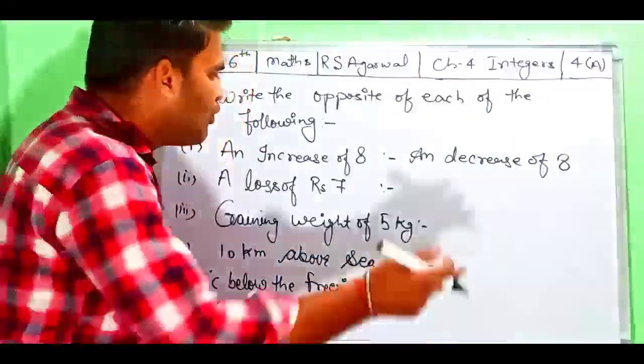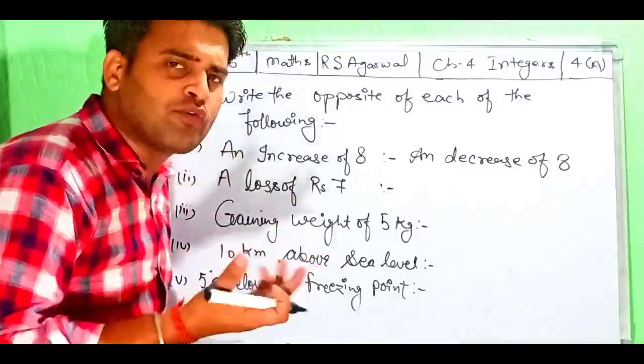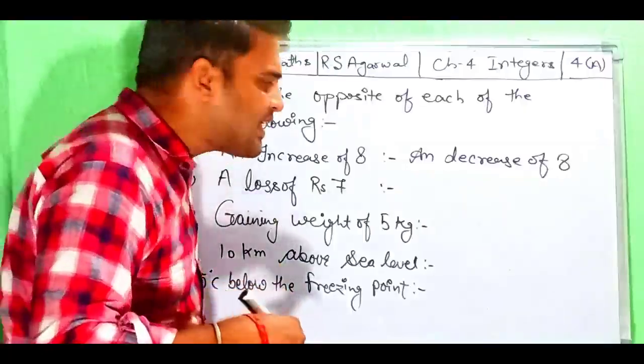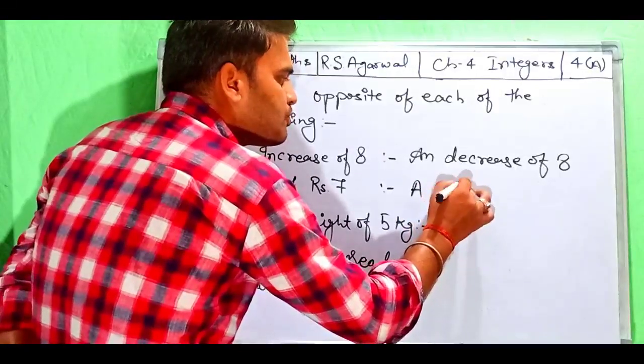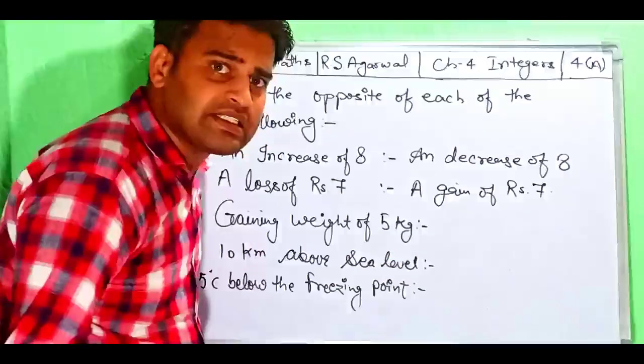अपने को क्या लिखना है? अपोजिट लिखना है। ओके, मूव थ्रू द नेक्स्ट क्वेश्चन। ए लॉस ऑफ ₹7. वी हैव द लॉस ऑफ ₹7. देन हाउ कैन वी गेट द अपोजिट? बाय द गेन ऑफ ₹7. देन एंड गेन ऑफ ₹7. That is the simple answer.